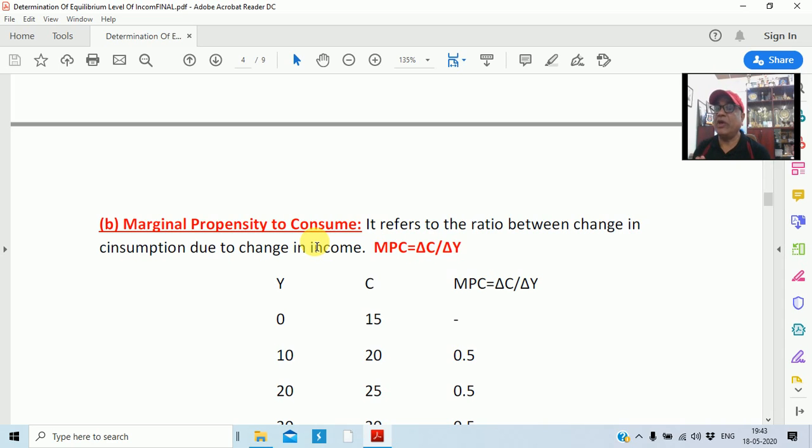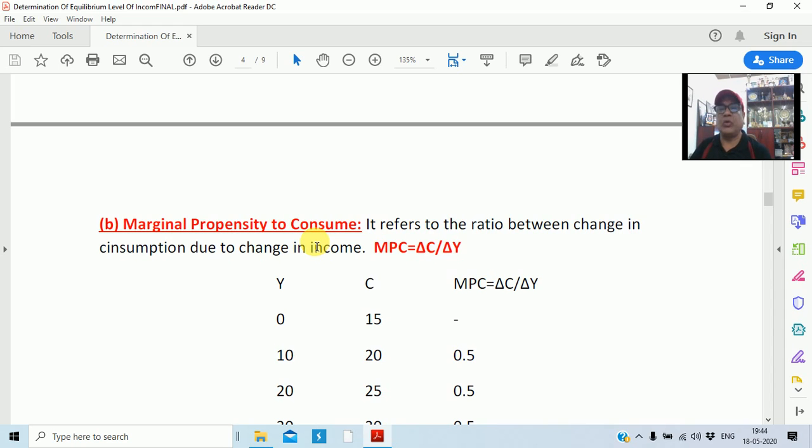In APC, we are talking about the total percentage of income the people are consuming. But in MPC, we are talking about how much percent of the increased income the people are consuming in the economy. If I say MPC is 0.5, it means 50% of the increased income people are consuming in the economy. So APC talks about the total percentage of income consumed, whereas MPC talks about the increased portion, how much percentage of the increased portion of the income is consumed.